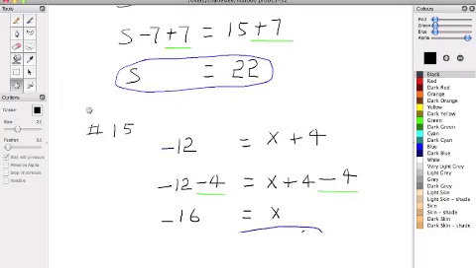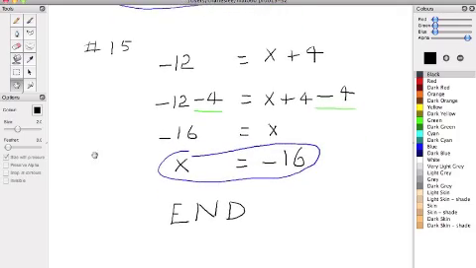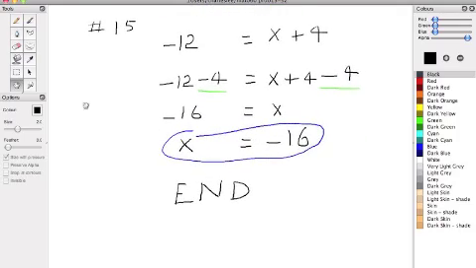Moving on down to problem 15. We have an equation here with minus 12 on the one side equal to x plus 4 on the other side. In this case, again, our variable here is called x, and someone has put a plus 4 with it. We need to get that out of there. We'll do the opposite. So we put a minus 4 to go with the plus 4.